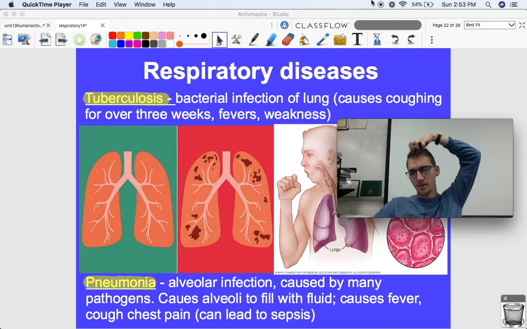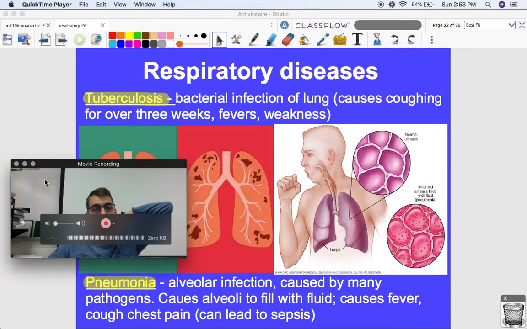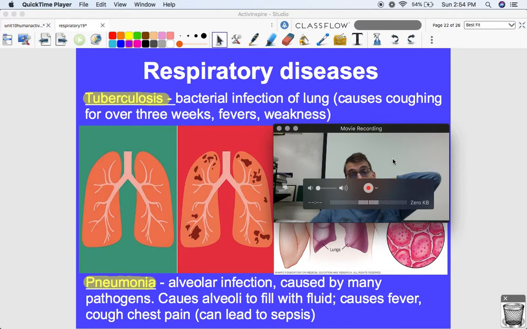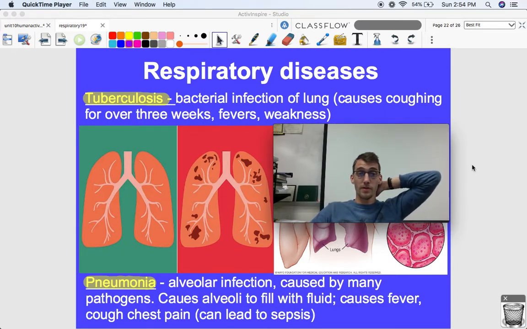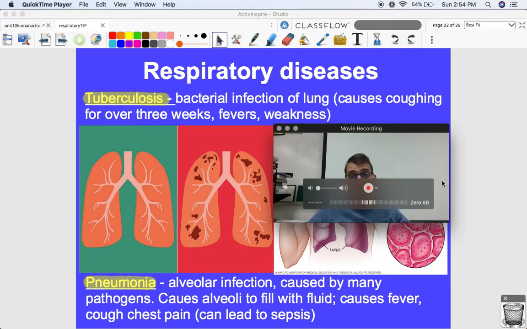Pneumonia is more of a symptom, but we'll talk about that in a second. The first one we'll discuss is tuberculosis, or TB. It's a bacterial infection of your lung, and it can cause coughing for over 3 weeks. It can cause fever, weakness. You can get tested for tuberculosis, and you have to. It's extremely contagious. You have to get tested for tuberculosis in any medical setting if you want a job there.